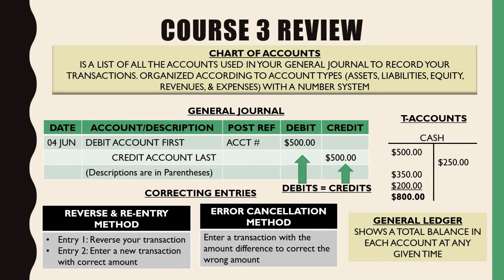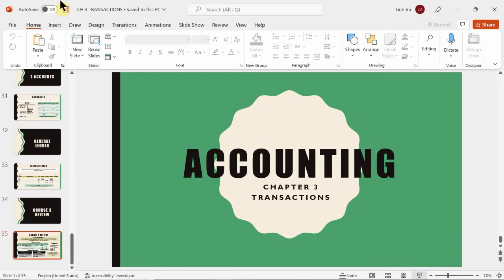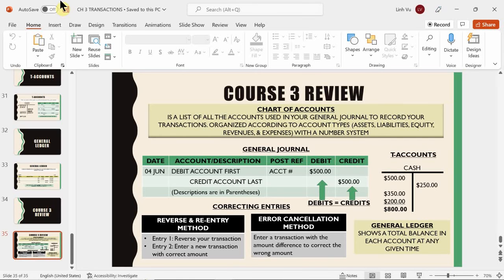Then we talked about the two correcting methods in case you make an error in your journal: the reverse and reentry method and the error cancellation. We talked about T-accounts, and of course, we talked about the difference between the journal and the general ledger. They are both identical to the point where they do record transactions. The only difference is the general ledger records account balances in every single account in your chart of accounts. So, any questions in regards to Chapter 3?